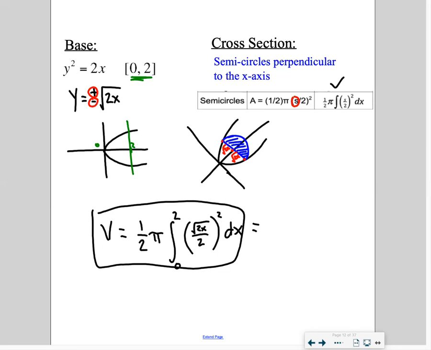Another thing you could do to make this easier is write it like this, and this would be 2x over 4 dx. I would distribute that so you don't have to worry about parentheses as much. You should get 1.570.